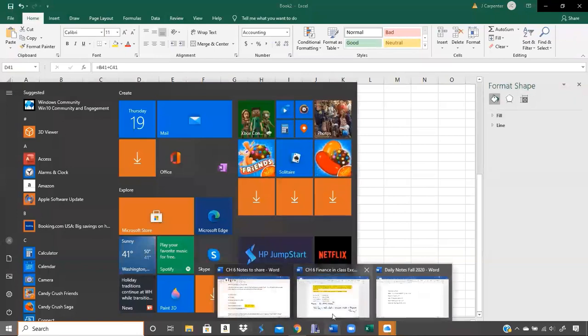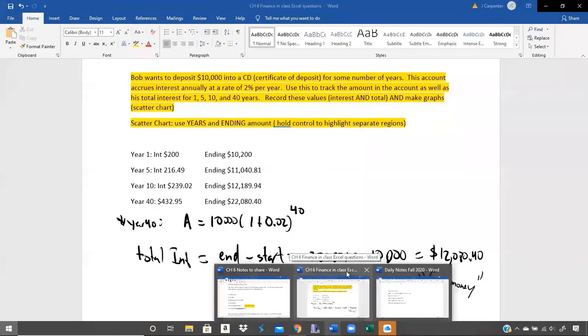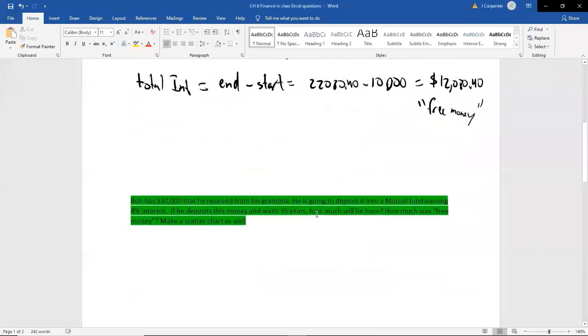Speculation, this is not financial advice. This is just for educational purposes, so you cannot sue me. Please and thank you. All right, now back to the new problem.